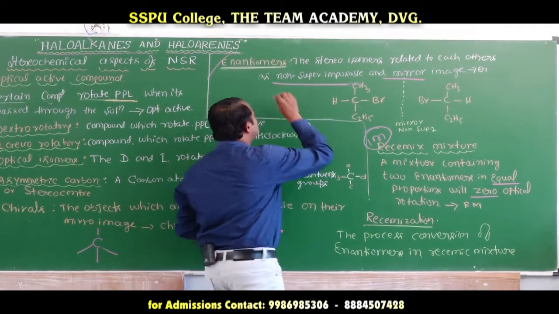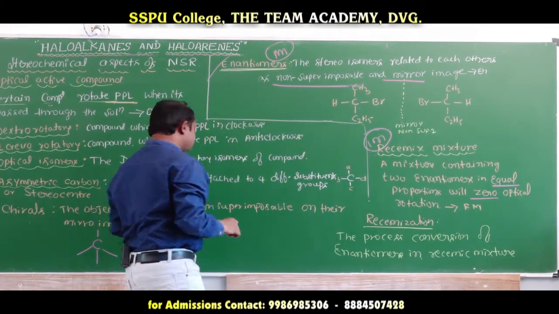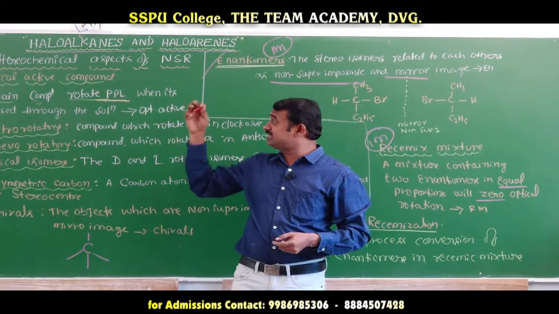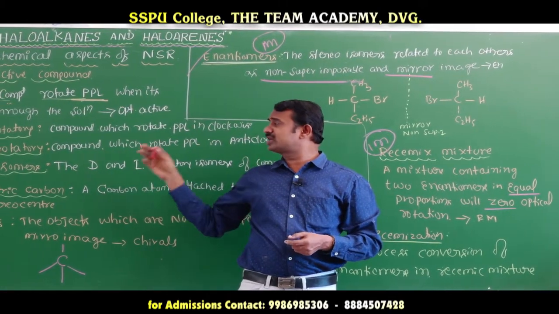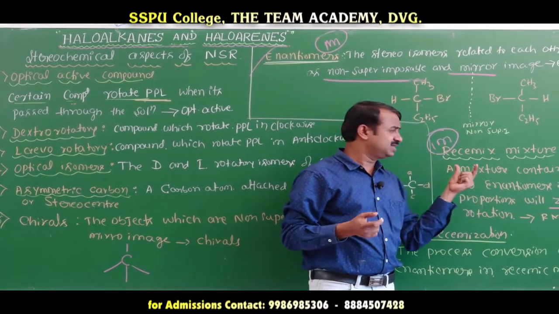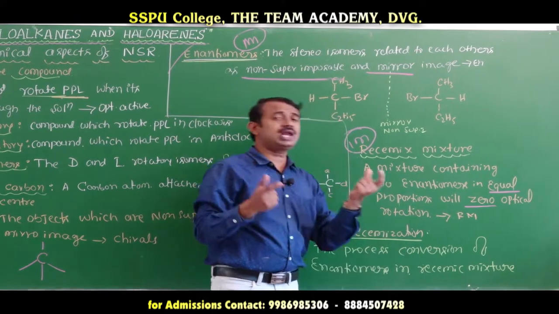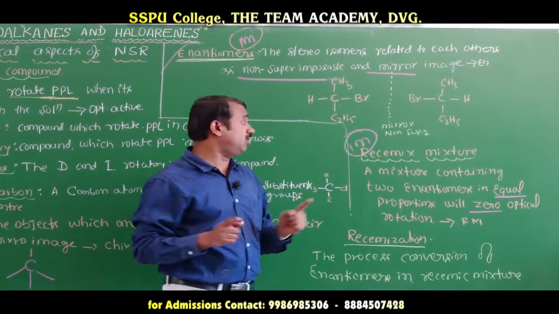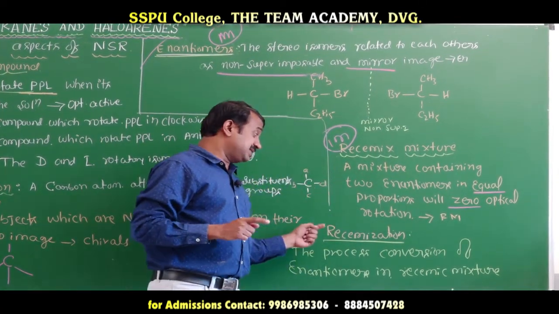What is a racemic mixture, what are enantiomers, what is optically active carbon, what is chirality, what is dextrorotatory, what are optically active compounds, what is optical isomerism: these are all possible questions. A racemic mixture means a mixture containing 2 enantiomers in equal proportion with zero optical rotation.